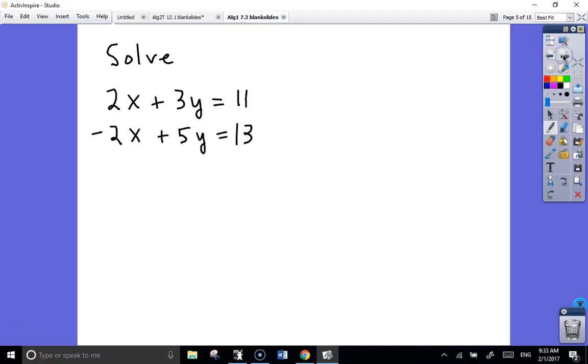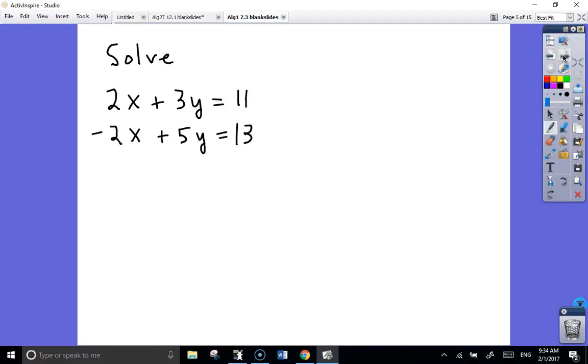Okay. So, for example, you can see these are standard form. ax plus by equals c, right? The variable terms are lined up. Okay. Now, in this particular problem, should I add the equations to cancel a variable or subtract the equations to cancel a variable?